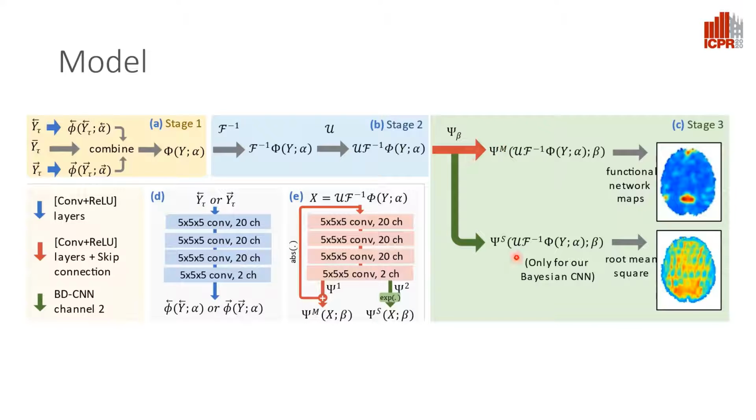Psi m and psi s are two channels which denote the mean and standard deviation estimate from the CNN. In standard mean square loss, we assume that the variance is constant, so we ignore the psi s. You can see more details about the network in these three tabs.